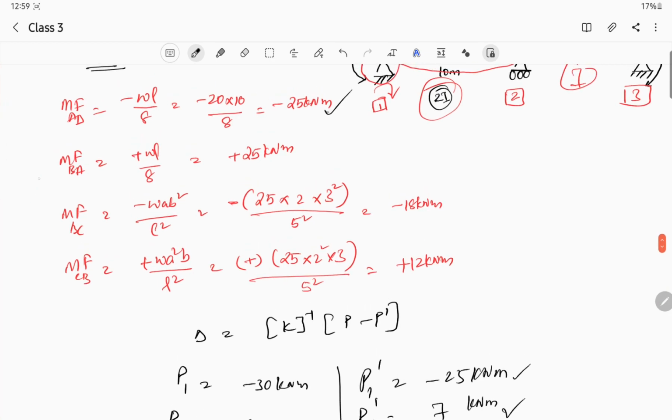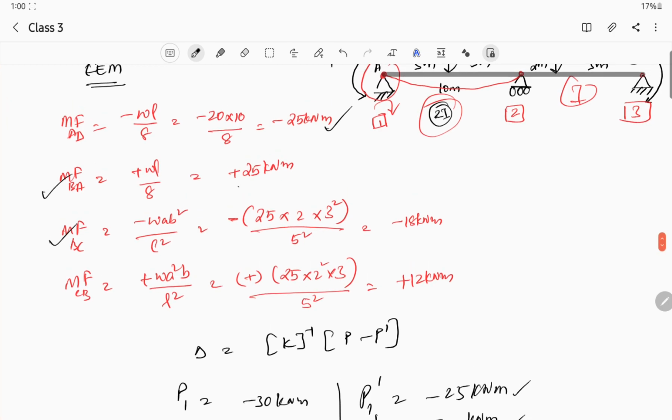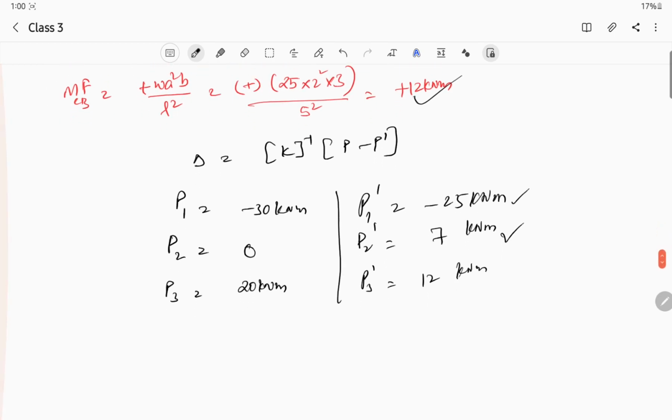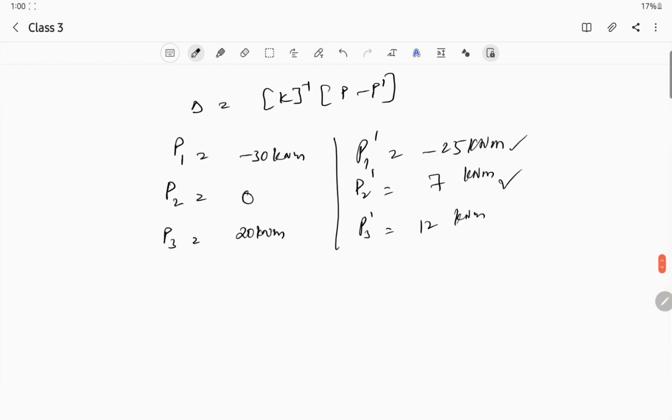P2 dash we got with the help of simplification of MFBA and MFBC. So you can see here plus 25 and minus 18. 25 minus 18 is how much? 7 we got. Then 12 is this 12. Now substitute all the values here. That is, we have P minus P dash, right? So what we are doing here is P1 minus P1 dash, then P2 minus P2 dash, P3 minus P3 dash. Okay, so solve this one.